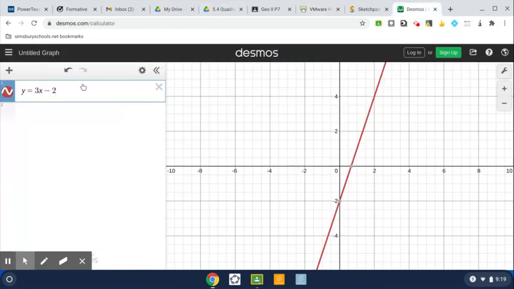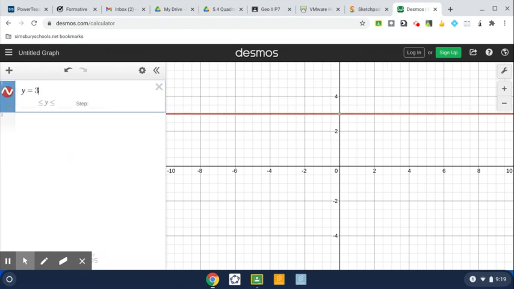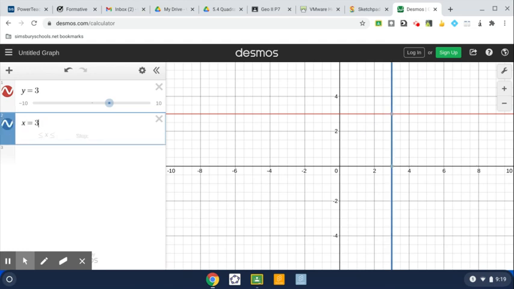Now let's check Desmos. If, for example, I type y equals 3, do you see I got a horizontal line, goes through 0, 3. But if I type x equals 3, I will get a vertical line. Check it. See? Now you get x equals 3.